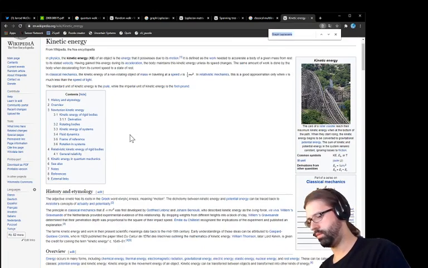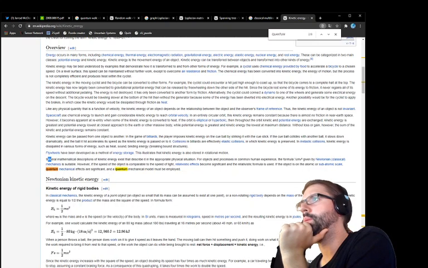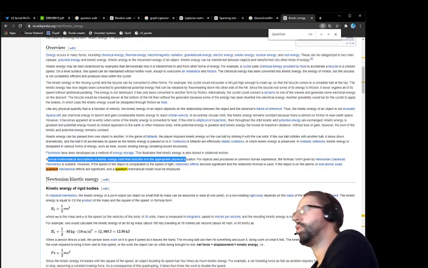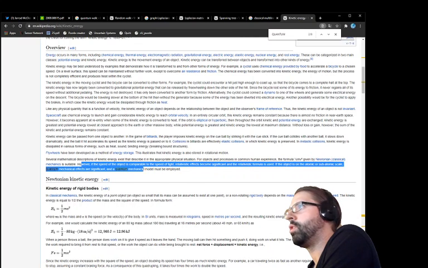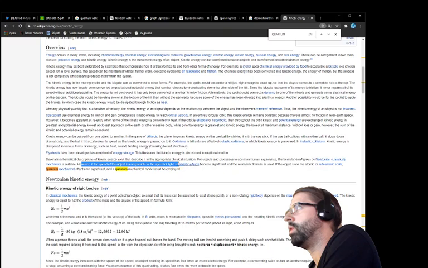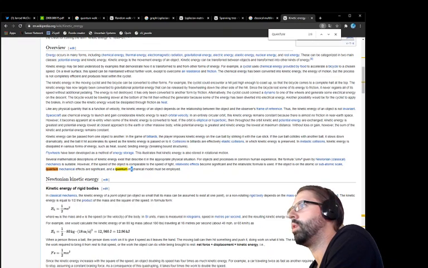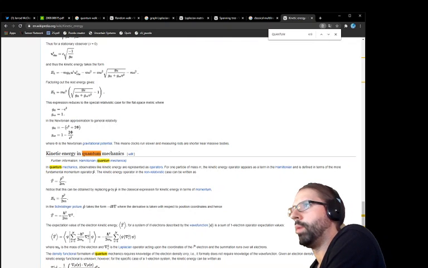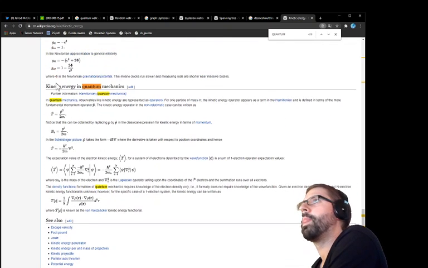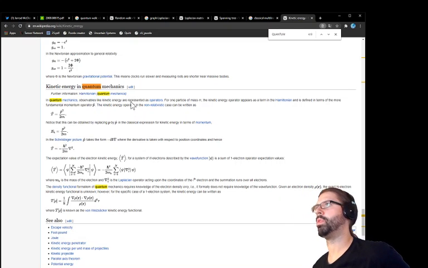And what about quantum? Several mathematical descriptions can exist that describe an appropriate physical situation for objects and processes in common human experience. However, if the speed of the object is comparable to the speed of light, then relativistic effects become significant. If the object is on the atomic or subatomic scale, quantum mechanical effects are significant. The quantum mechanical model must be employed. In quantum mechanics, observables like kinetic energy, oh, that's an observable, okay, are represented as operators.